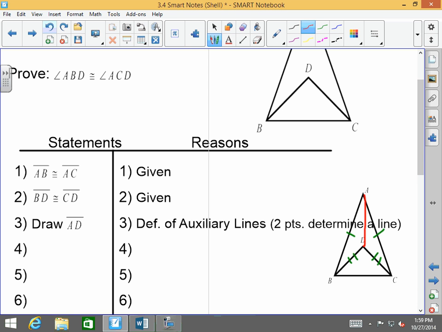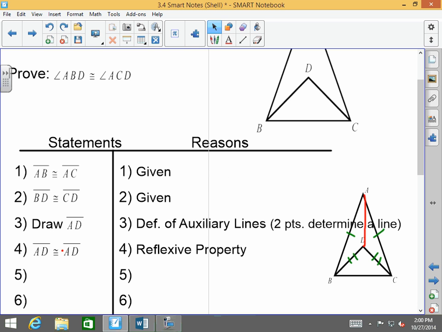Now that we created AD, guys, my boy also followed up with, now AD is congruent to AD because of the reflexive property. So now I can do little 3 tick marks here. And now what do I know about triangle ADB and triangle ADC, gentlemen? They are congruent because of side, side, side.